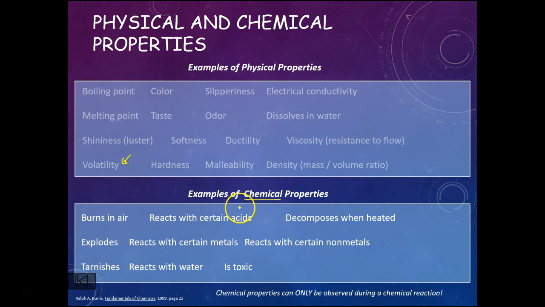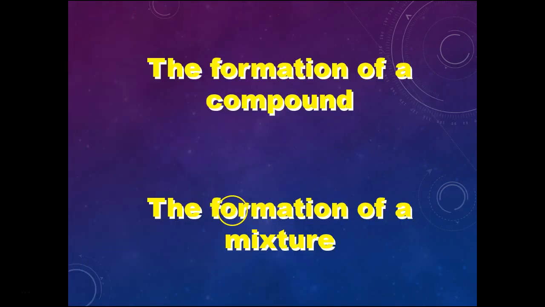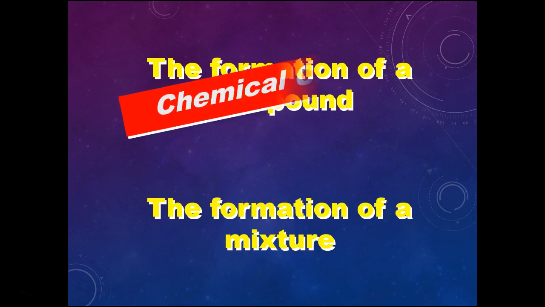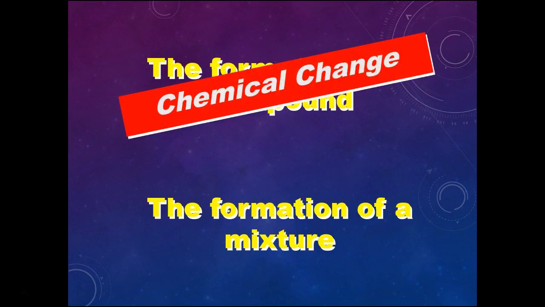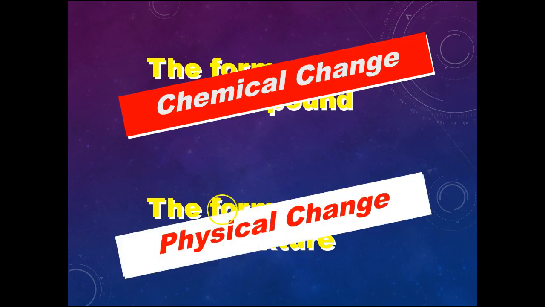Okay, chemical properties can only be observed during a chemical reaction. So the formation of a compound, what is that? Yeah, if I'm forming a compound from things, that is a chemical change. The formation of a mixture, so when I mix two things together and something dissolves, it is a physical change.